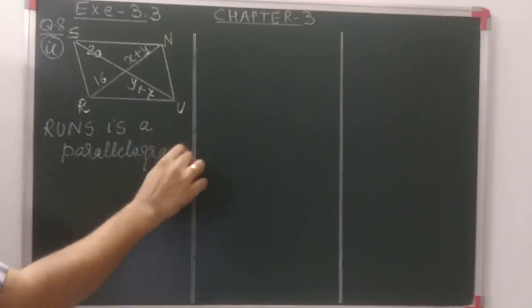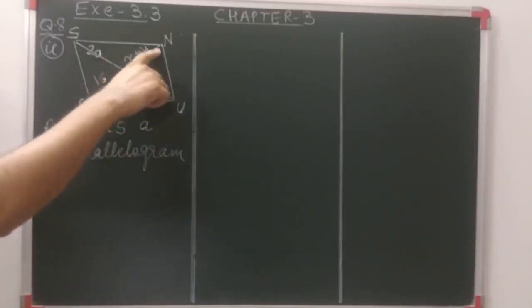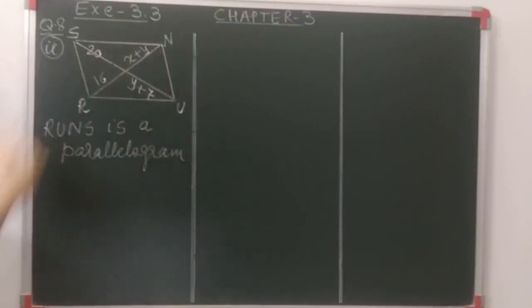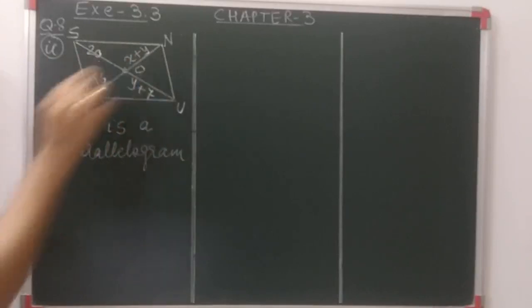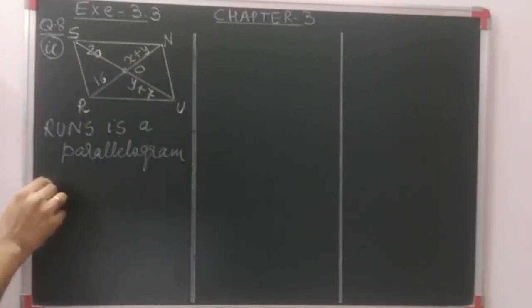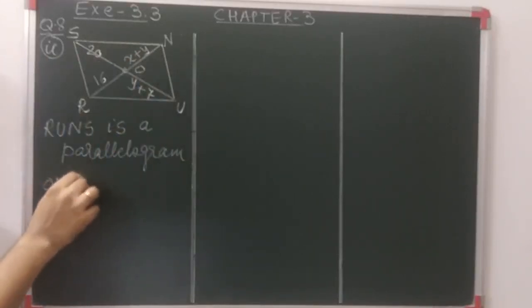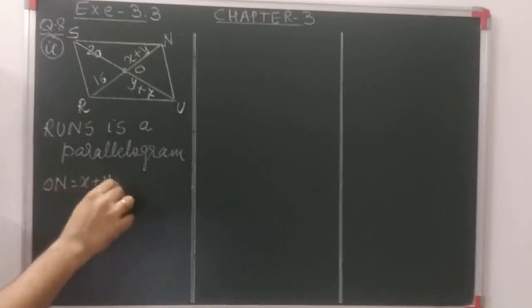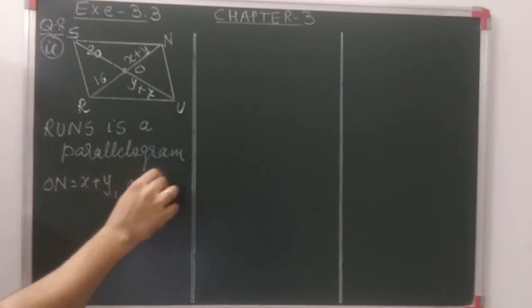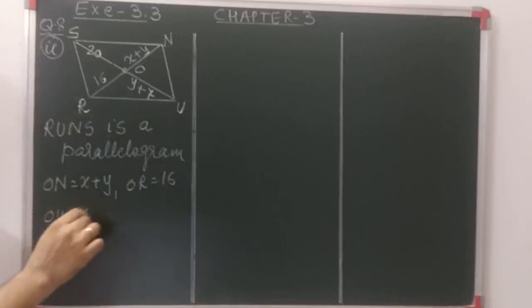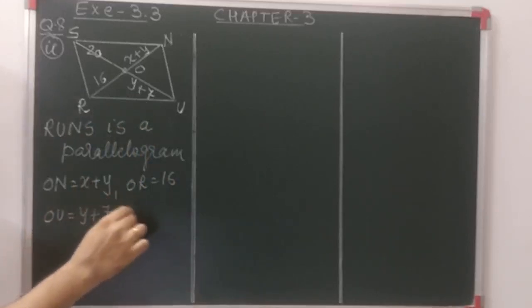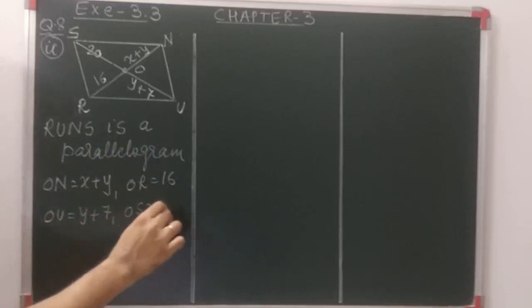Here the values which are given here, look at this: x plus y, y plus 7, 16 and 20. So let us write this intersecting point as O. Look at which values are given: ON, which is x plus y, OR, that is 16, OU, that is y plus 7, and OS, that is 20.